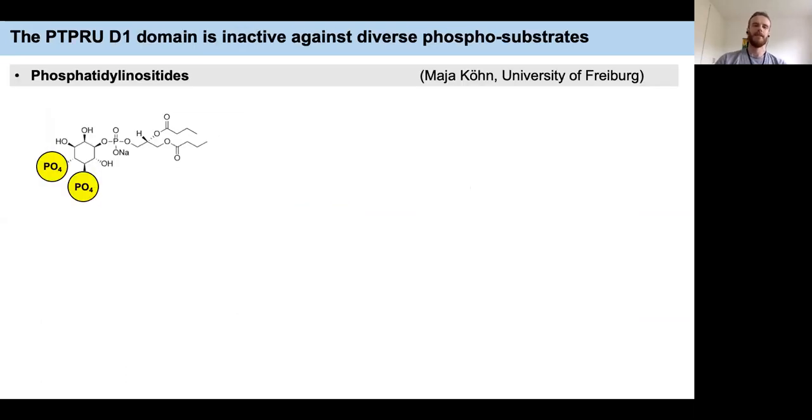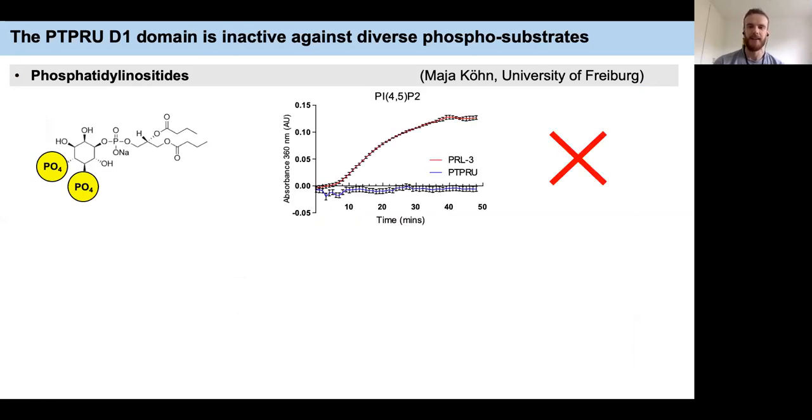As I mentioned, this loop that governs substrate specificity is very divergent in PTPRU. So we wanted to test some other phosphorylated substrates apart from simply phosphotyrosine. One of these we checked was phosphatidylinositol species. So we sent these to Maya Cohen at the University of Freiburg, who kindly agreed to run some PIP assays for us. But again, we saw no activity for PTPRU against them, only their positive control.